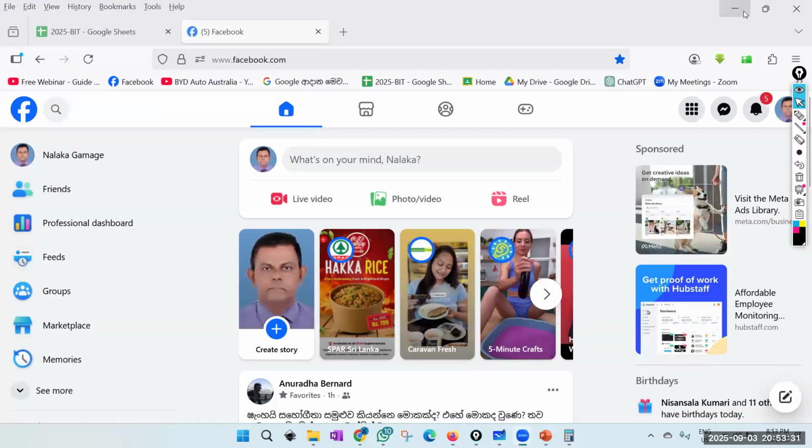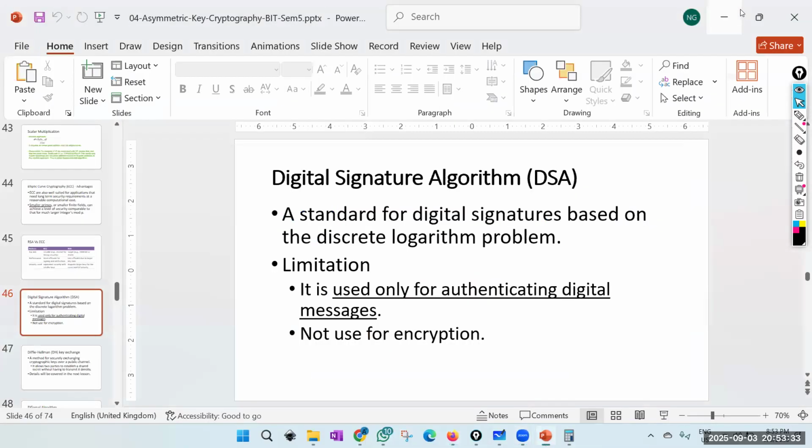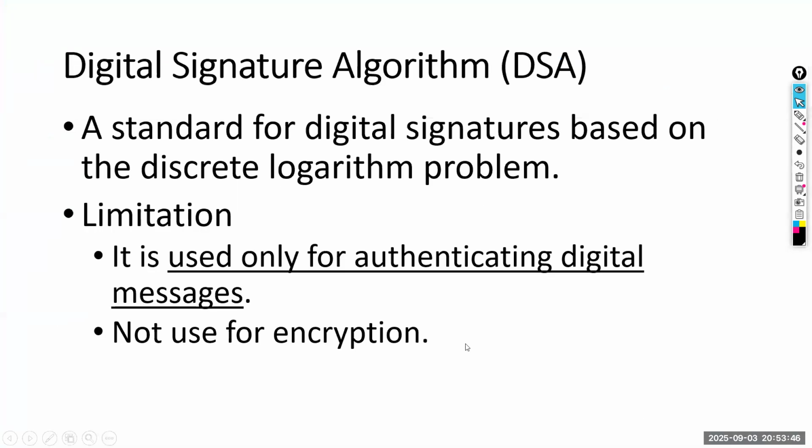But usually, most of the time these days we use ECC. Actually, ECC has replaced most of the RSA algorithms. So that is the second algorithm, ECC. The third algorithm is DSA.